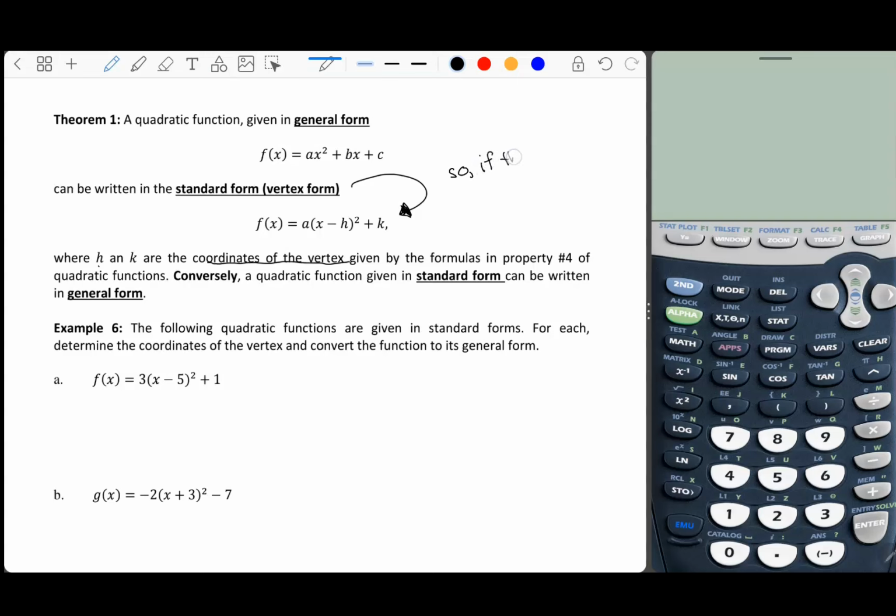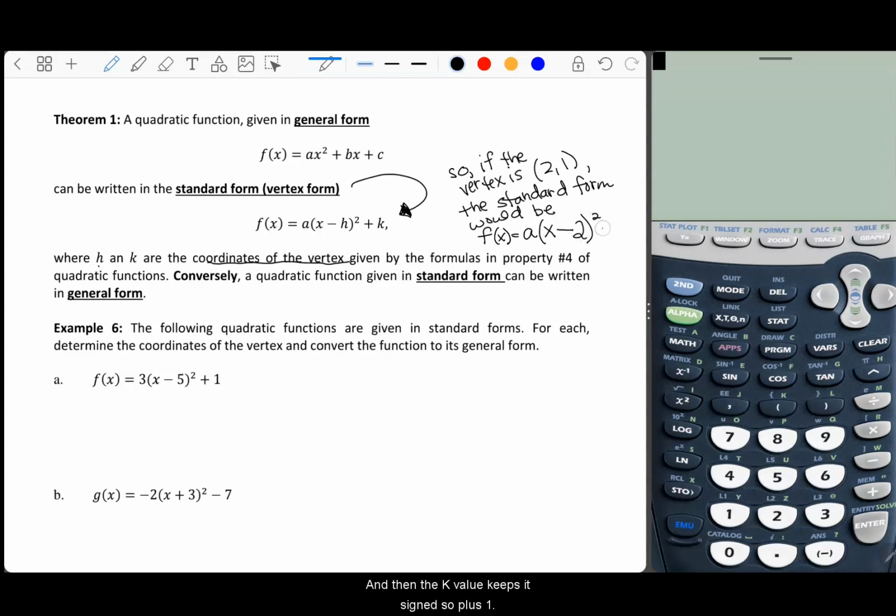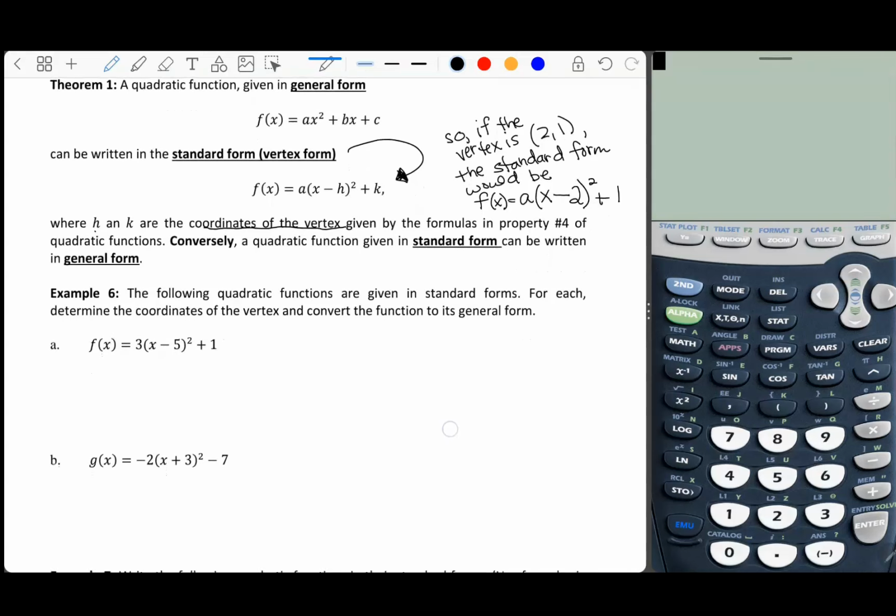So if the vertex is 2, 1, for example, just making up a number, then when we write our standard formula, we're going to have to change the sign on the x to put it into that formula. So the standard form would be f of x equals some a value times x minus 2 quantity squared. And then the k value keeps its sign, so plus 1. And that's how that formula works.